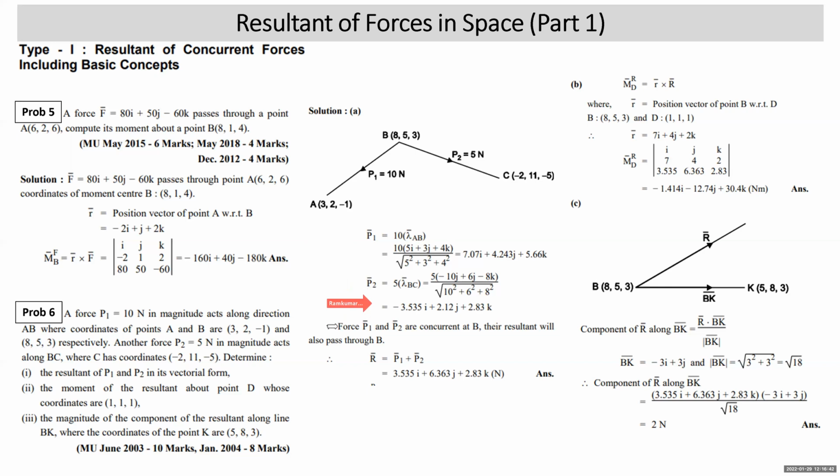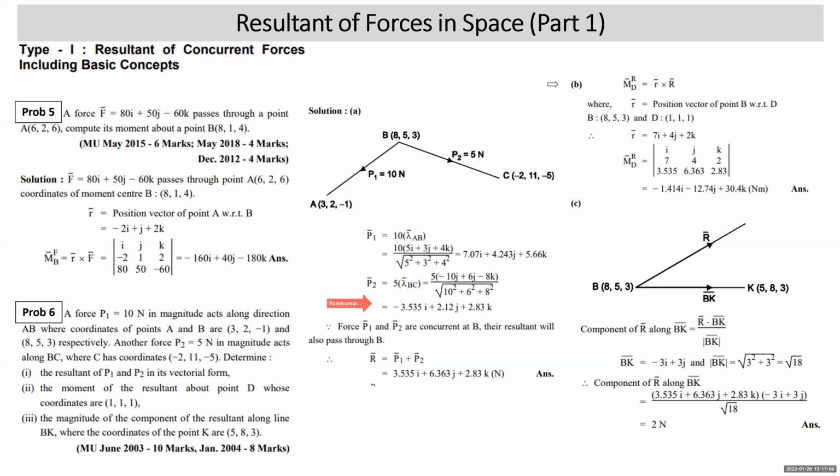Now P1 and P2 are concurrent at B, so their resultant will also pass through B. So R bar at B will be equal to P1 bar plus P2 bar. Just add them up and you get the resultant. Is it clear? But this resultant is in vectorial form. We read the question: resultant of P1, P2 in vectorial form. So I don't need to find the magnitude and direction of the resultant. I can leave it as it is, because he has asked for the resultant in vectorial form only.